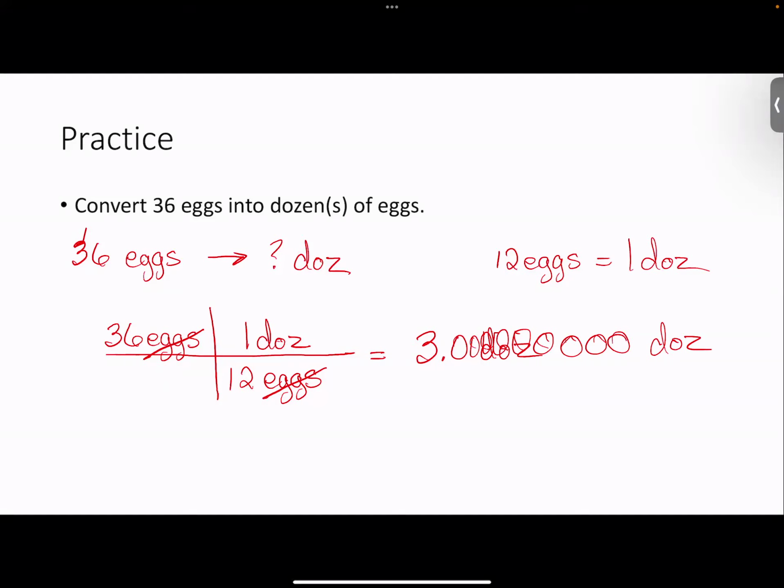A dozen, you can't have, I mean, you can have a partial dozen, but they're counting numbers. Counting numbers are exact numbers. So technically you can just record this as 3 dozen. It doesn't matter on this one whether you use 2 sig figs or not, because it's infinite numbers of sig figs.